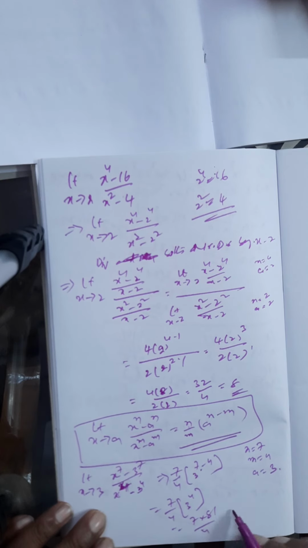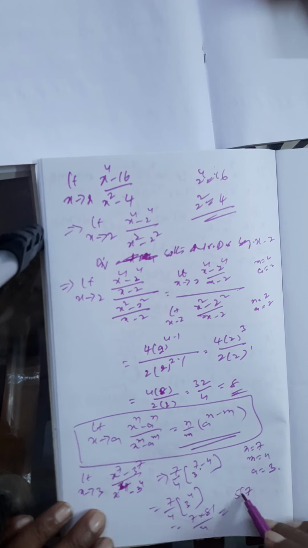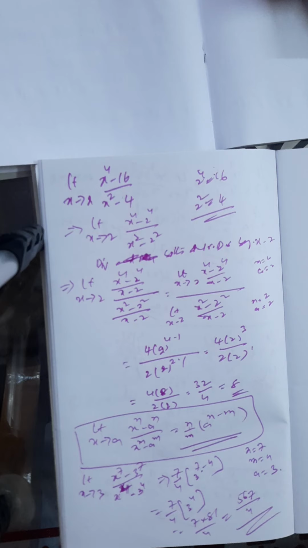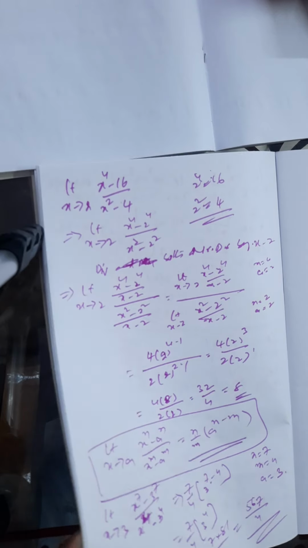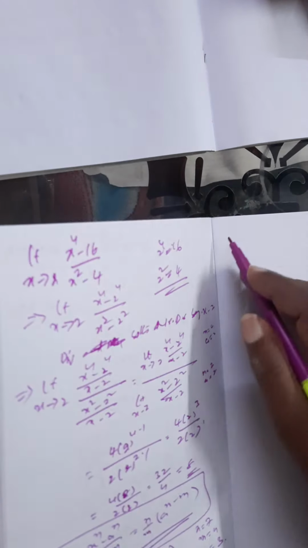So this is your solution, or multiply it: 7 ones are 7, 7 eights are 56 by 4. It does not divide evenly, so keep it like this. Directly using this formula we can find the value. If you want to check whether this is true or not, we can solve this question.